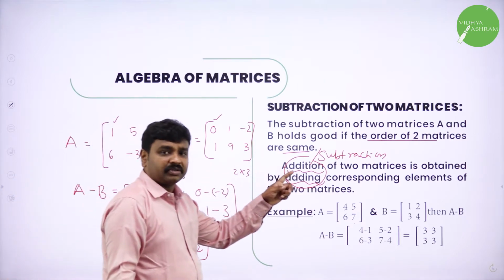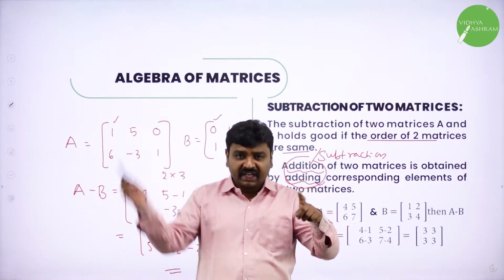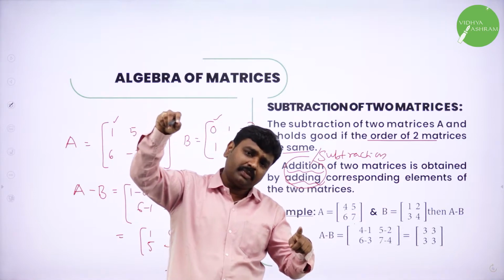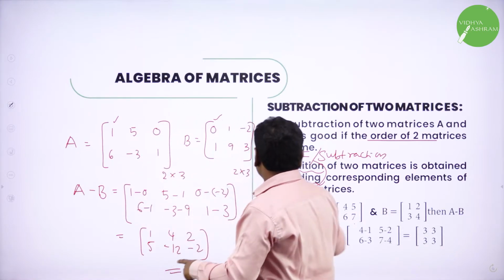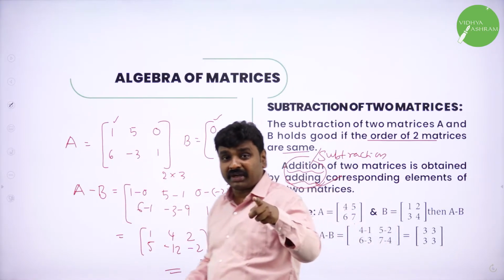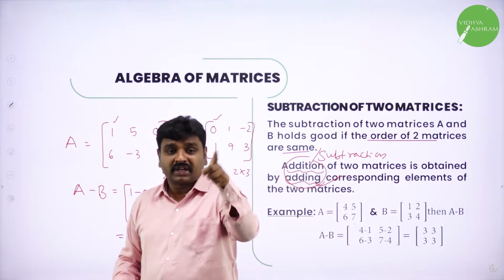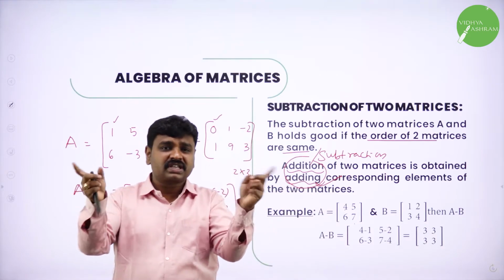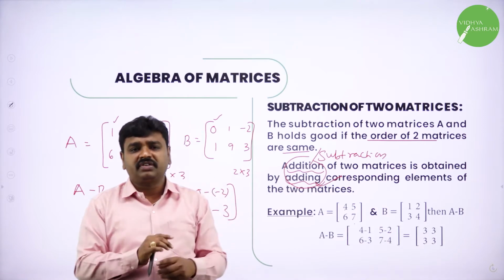Subtraction of matrices is possible if they have the same order. Like addition of two matrices is obtained by adding corresponding elements, like that, subtraction is obtained by subtracting corresponding elements. In both the matrices, you subtract the corresponding elements and you will get the subtraction of matrices.